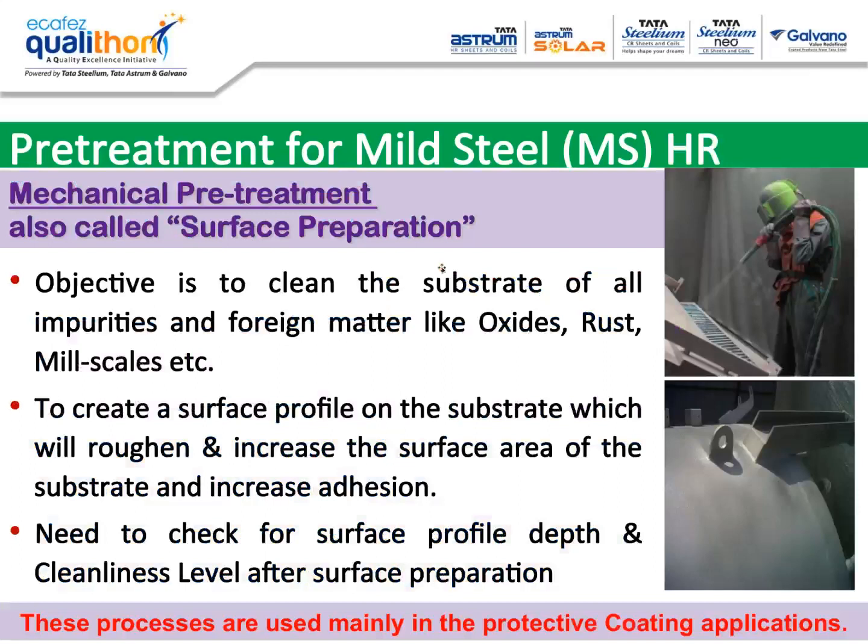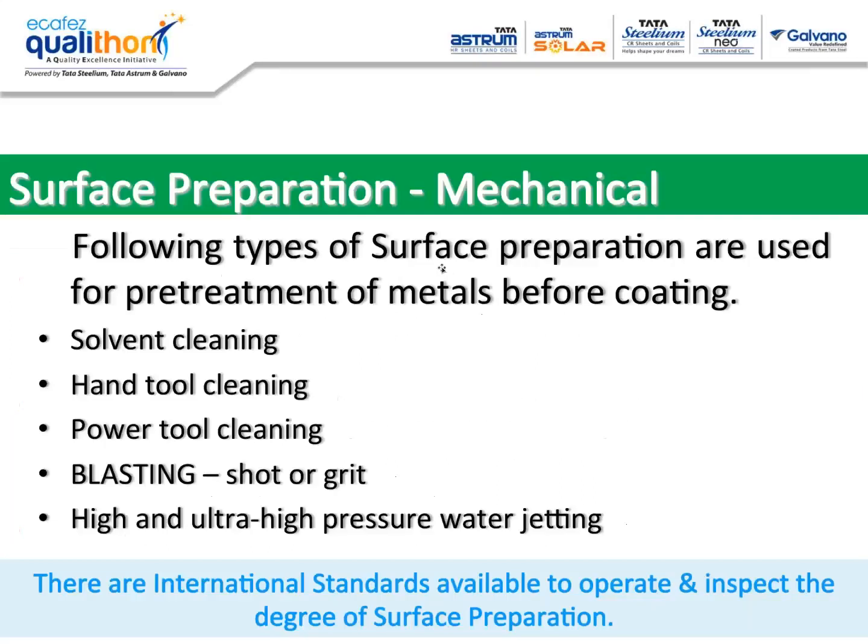Pretreatment for mild steel. Mechanical pretreatment, also called surface preparation, has the objective to clean the substrate of all impurities and foreign materials like oxides, rust, mill scale, etc., and to create a surface profile on the substrate which will roughen and increase the surface area of the substrate and increase adhesion. Need to check for surface profile depth and cleanliness level after surface preparation. These processes are usually used in protective coating applications.